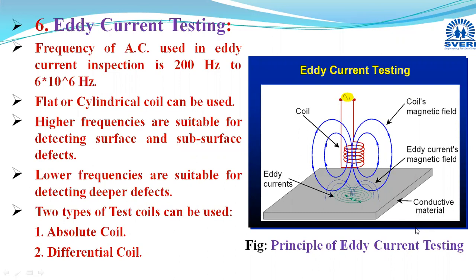If it is zero, then that test specimen is free from defect. And if there is some variation in the inductance output, then some defects are there. So this is the difference between the use of the absolute coil eddy current testing method and the differential coil eddy current testing method. This is the principle of this eddy current testing.